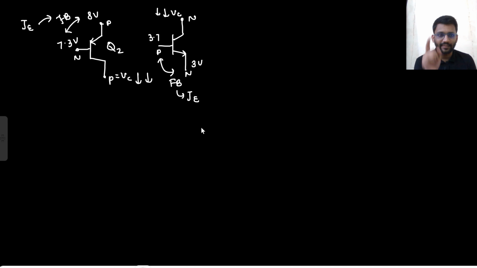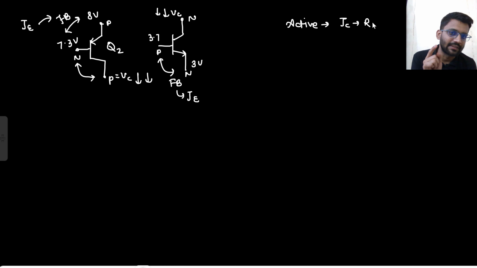What about the collector junction? Let's see the collector junction. This is the collector junction here. So for active region, collector junction has to be reverse biased. This is the condition, right? We know this condition. For active region, collector junction has to be reverse biased.